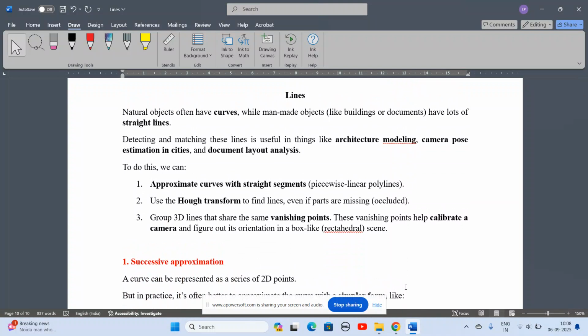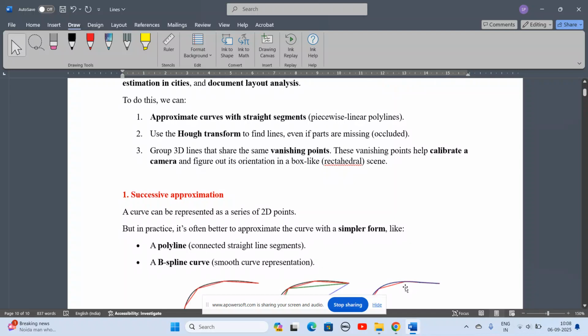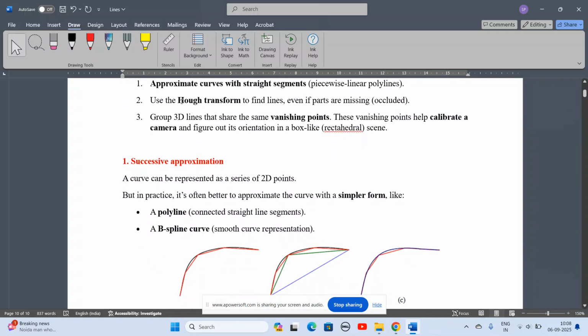But man-made objects like buildings or documents have lots of straight lines rather than curves. So detecting and matching these lines is useful in things like architecture modeling, camera pose estimation in cities, and document layout analysis. To do this, we can use three approaches. One is successive approximation, next one is Hough transform, and third one is vanishing points. We'll see all the methods in detail.